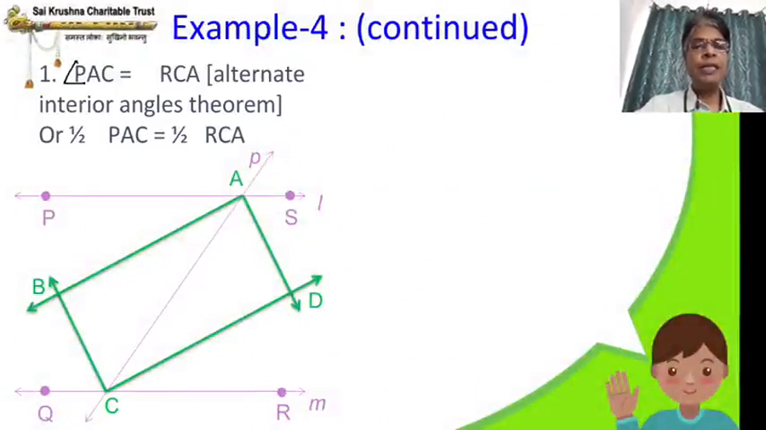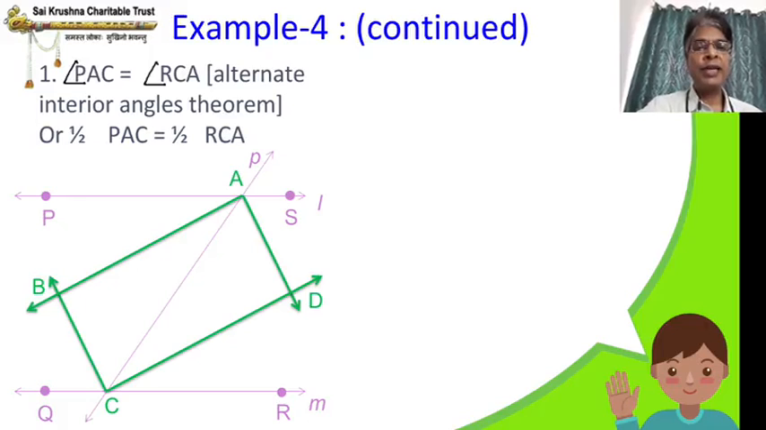So angle PAC equal to angle RCA, alternate interior angles theorem. So now you will be able to recollect what you have discussed in the lines and angles chapter. PAC is one alternate angle, one interior angle. The alternate of that is ACR or RCA. So both are equal. Therefore, half of PAC equal to half of RCA. Why we are taking half, we will see in the next step, you will be able to understand.